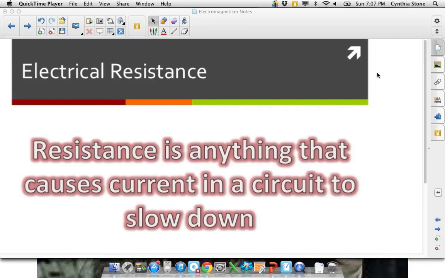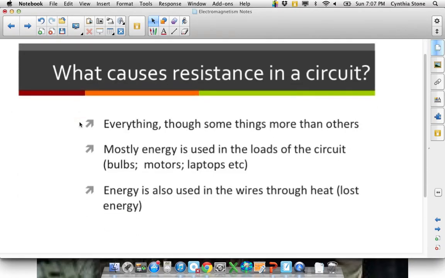Resistance. We've talked about current, which is how fast electrons pass through a circuit. Voltage is how much energy they have, and resistance is a measure of anything that causes the current, the electrons, to slow down in the circuit. And you can measure it. Anything in a circuit will cause electrons to slow down, right? The wires themselves, but most of it is where the energy is used.